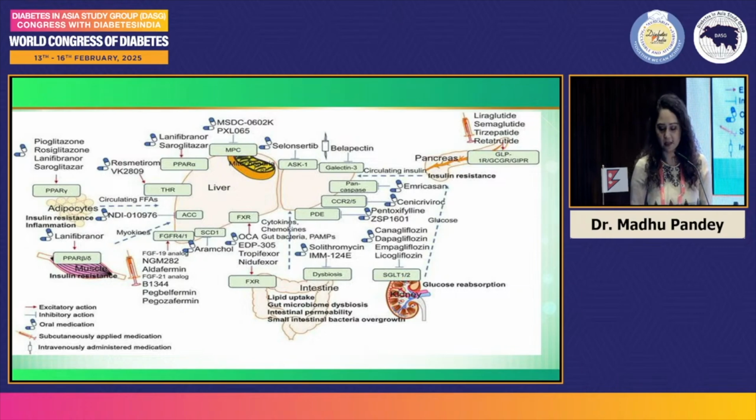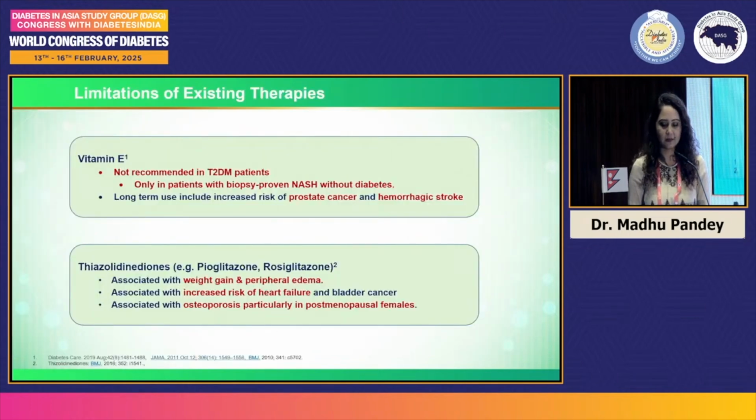other drugs like pentoxifylline and FXR agonists. They all are in the queue of trials, and much research is yet to be done there. Vitamin E is still not recommended in type 2 diabetes, but we can practice that in NAFLD patients without diabetes, only in patients with biopsy-proven NASH without diabetes. Long-term use increases the risk of prostate cancer and hemorrhagic stroke.